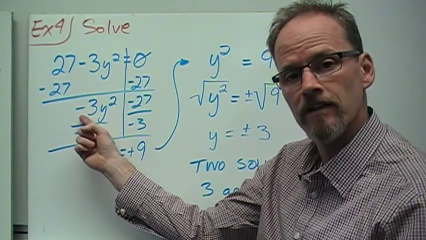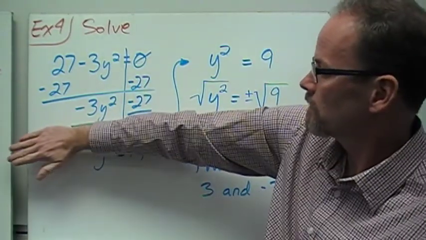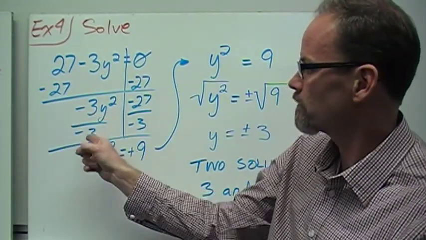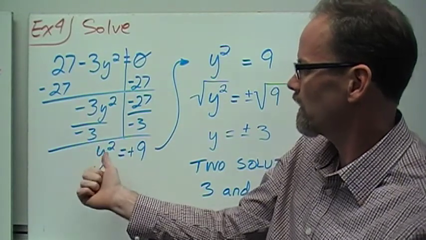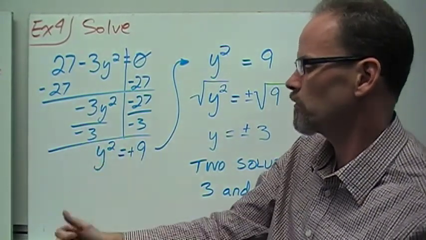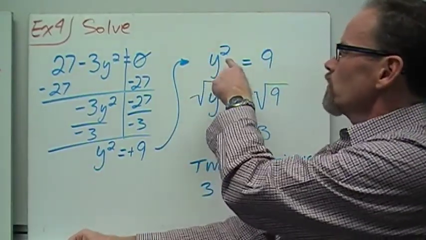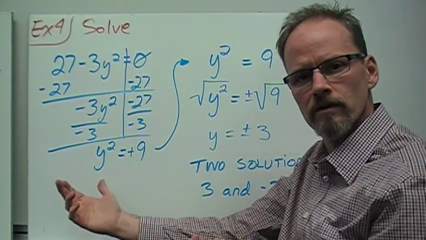Now I have negative 3y squared equals negative 27. Now I just divide by the coefficient of negative 3, on both sides. And now I have y squared equals a positive 9. Take this on up here, y squared equals 9. Same thing, y equals plus or minus the square root of 9, right?